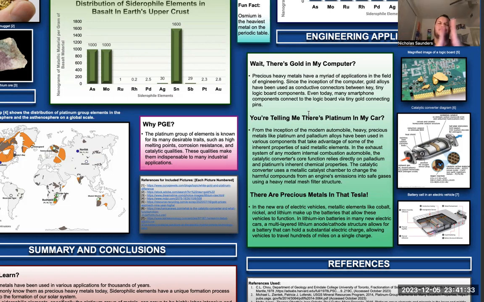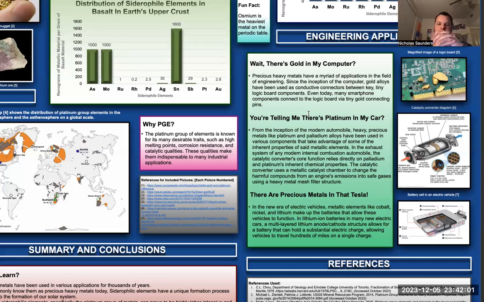Now, how does this relate to my major as a mechanical engineering major and a junior currently? So obviously, like I said earlier, there's a wide range of uses for siderophile elements. And a lot of those uses happen to fall into my wheelhouse of mechanical engineering, as far as computer circuitry, as far as automotive vehicles, and other things of that nature.